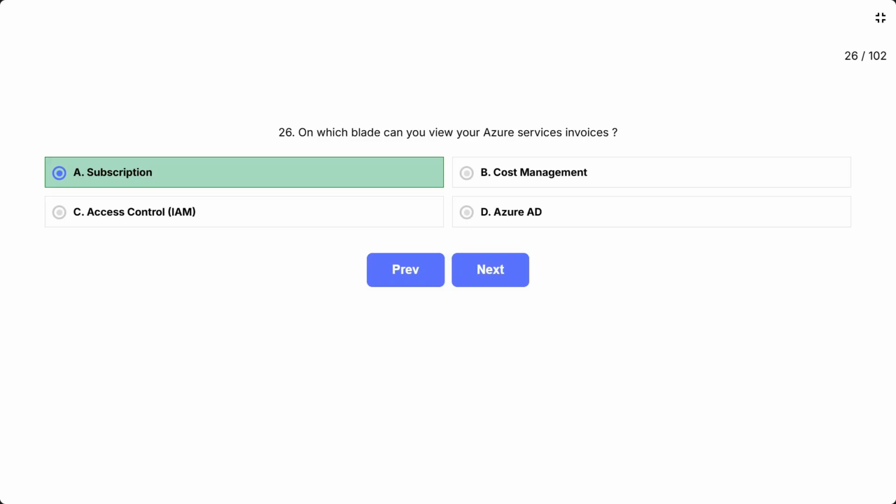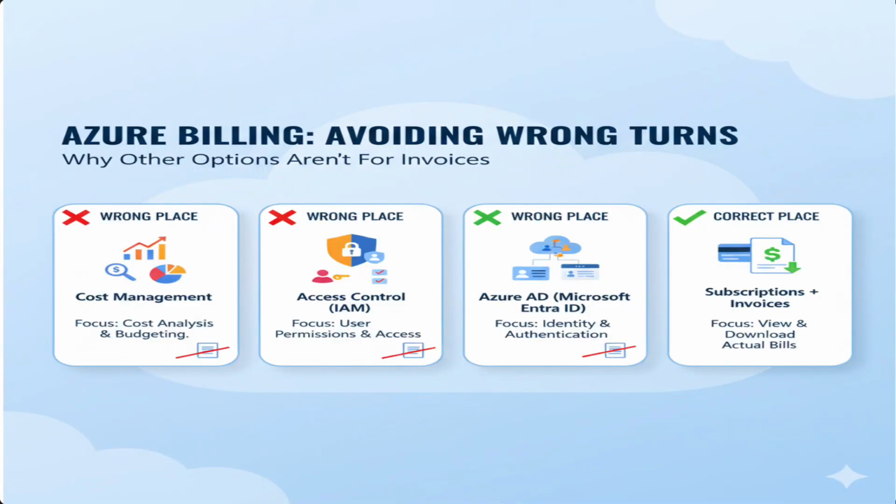Why are the other options wrong? While cost management does handle billing-related features, it's more focused on cost analysis and budgeting rather than viewing actual invoices. Access Control IAM manages permissions and user access, not billing. Azure AD, Microsoft Entra ID, handles identity and authentication services, which has nothing to do with viewing invoices.